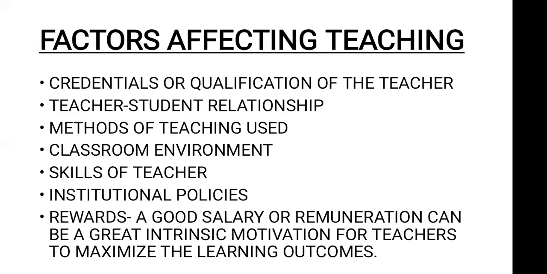Next is the teacher-student relationship. Sometimes it happens that the teacher is too strict in the class, due to which the students are not able to clear their doubts or ask about their doubts to the teacher. On the other hand, sometimes it happens that a teacher is too frank, and due to which the students are not obeying him.